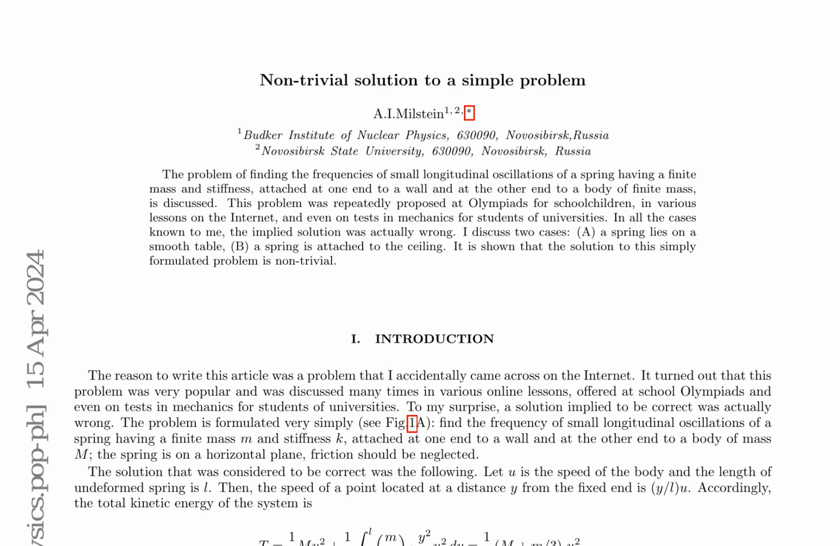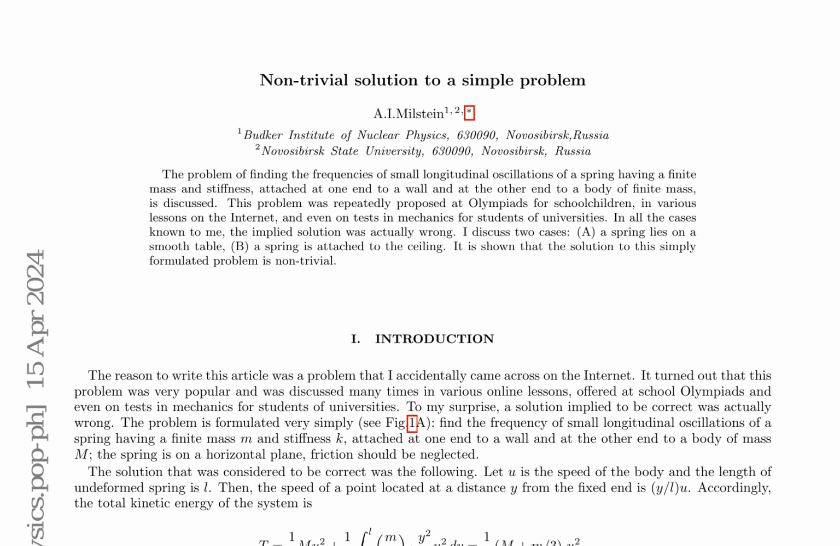The commonly accepted solution to this problem is flawed, as it neglects the kinetic energy of the spring itself. This misconception arises from considering the total kinetic energy of the system as T equals 1/2 m u squared plus 1/2 m_s u squared, where u is the speed of the body, m is the mass of the spring, and L is the length of the undeformed spring. However, this expression leads to an incorrect calculation of the system's oscillation frequency.